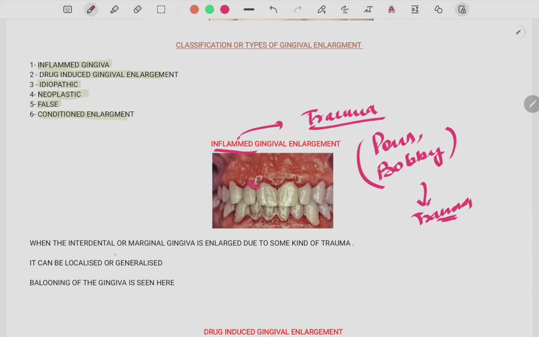This condition can either be localized or generalized. Usually the interdental or the marginal gingiva is enlarged. Ballooning of the gingiva will be seen. Also here, if you see, the gingiva has become really fibrotic. That is one thing to remember.